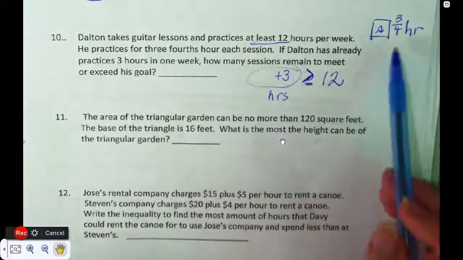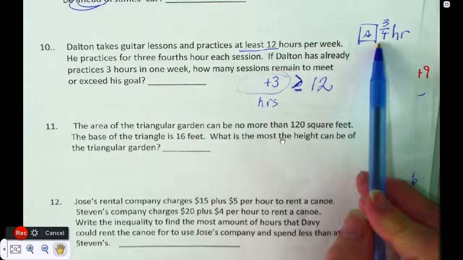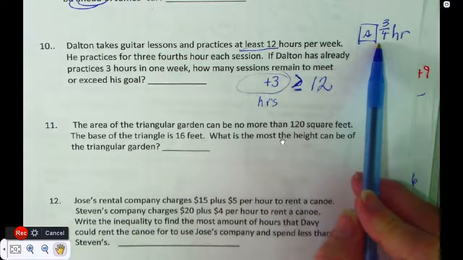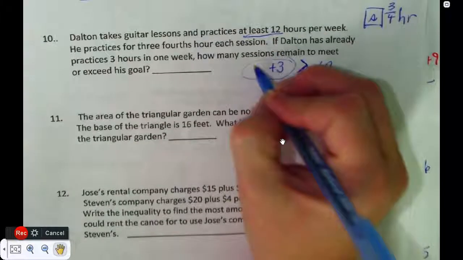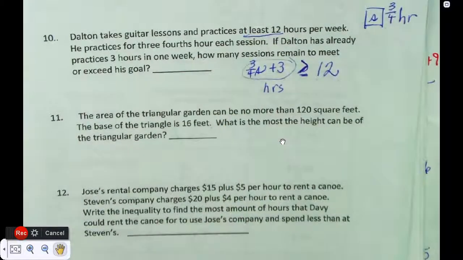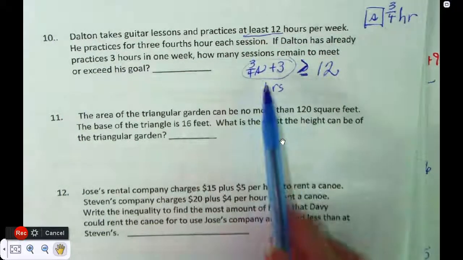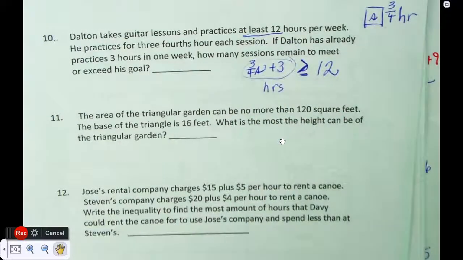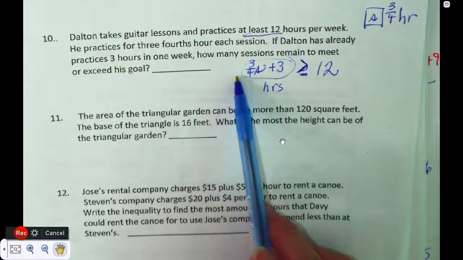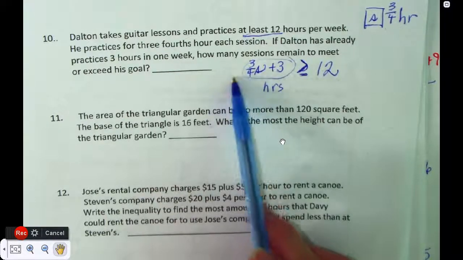Well, how are we going to get his hours if we know each session takes him 3/4 of an hour? How are we going to get the total hours? Times what? Yeah, 3/4 times the sessions, right? Good, JC. 3/4 times S. So each session takes 3/4 of an hour. So if we said 3 sessions, we would multiply by 3/4 to get the hours. Is that making any sense?